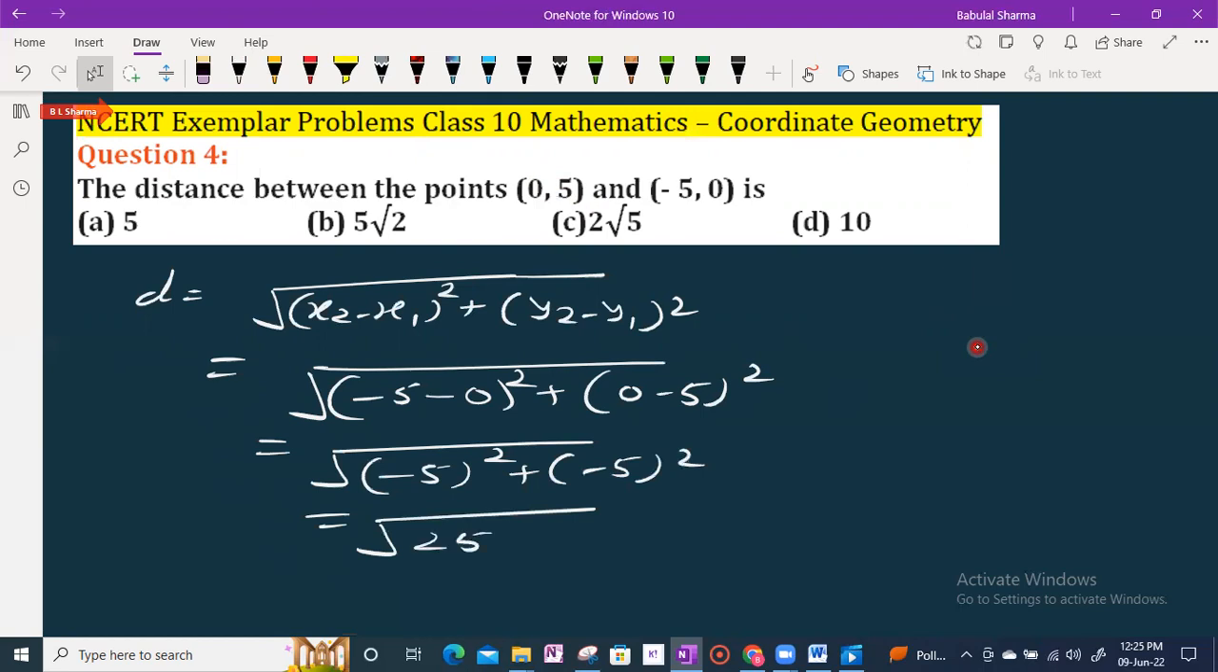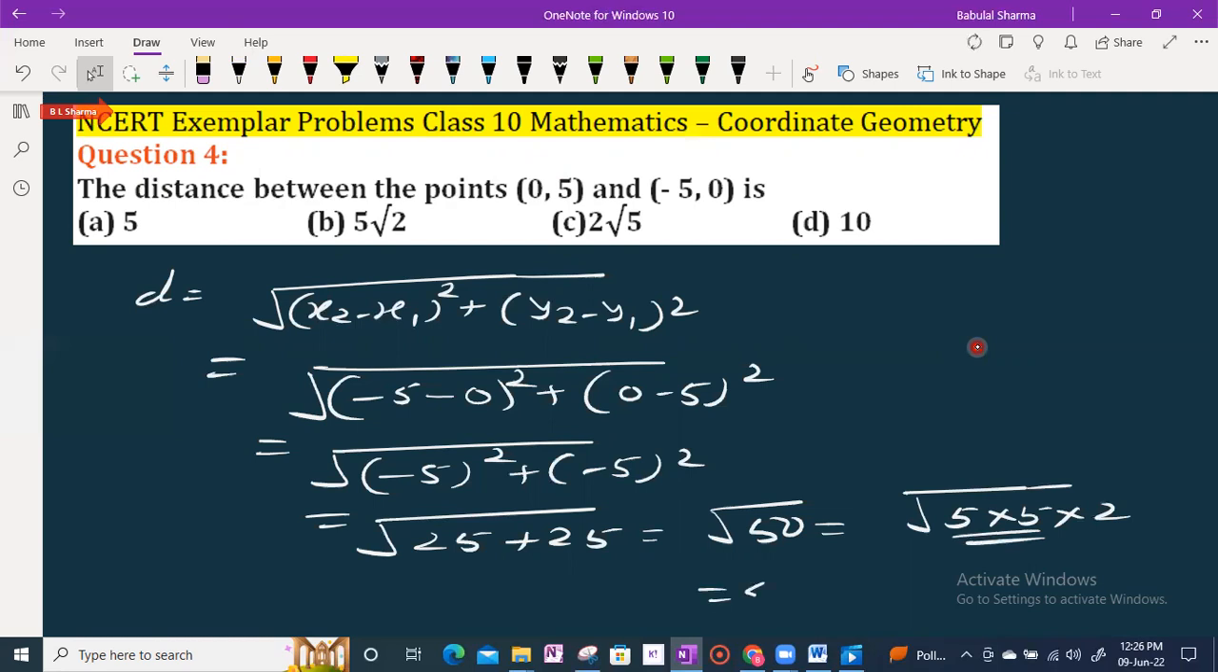that is 25 plus 25, that is square root of 50. We can write 5 into 5 into 2. 2 is having no pair. So 5 outside, 5 root 2. Therefore, answer of this question is B, that is 5 root 2.